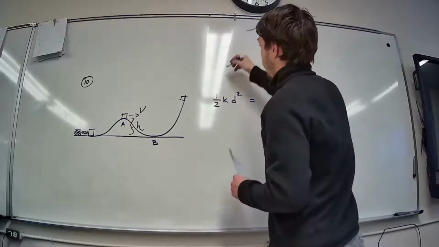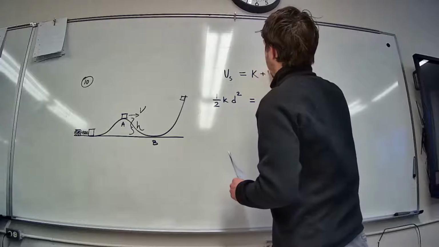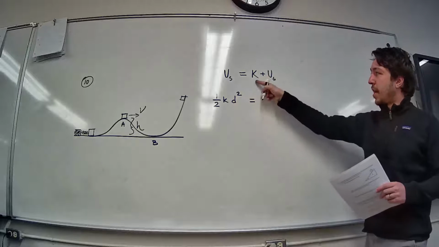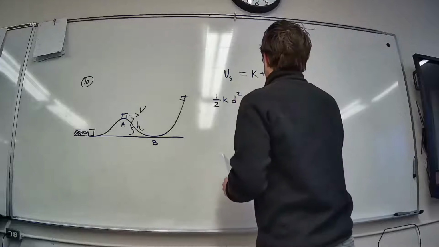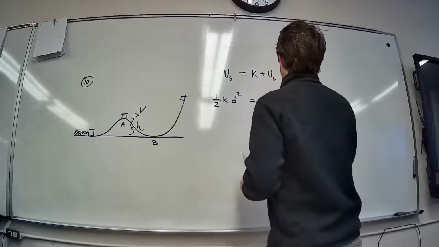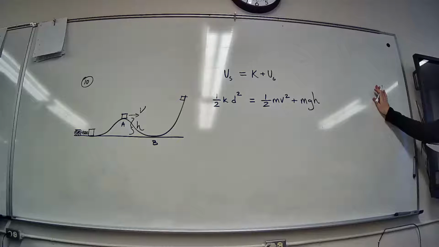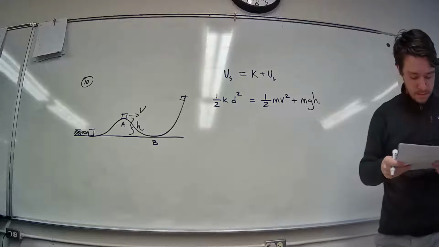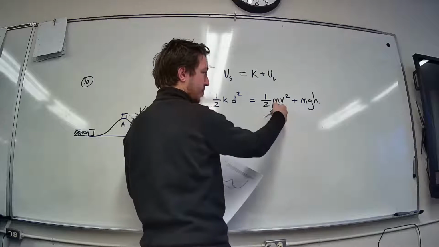By the way, maybe a step before this: the spring energy turns into kinetic energy and gravitational potential energy. So spring energy is being converted into kinetic energy, movement, and gravity potential energy. Did I use the letter h correctly? That is what they call the height of the hill, right? All right. So let's solve for velocity.